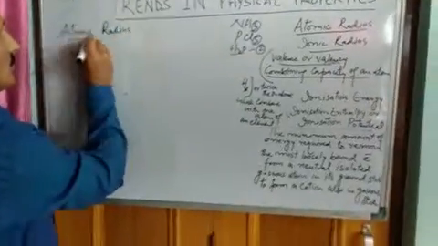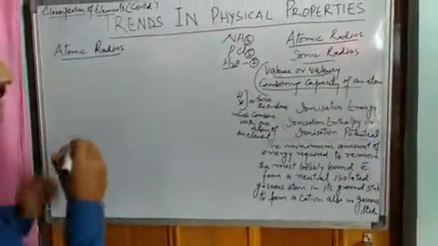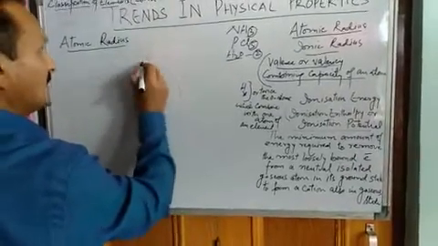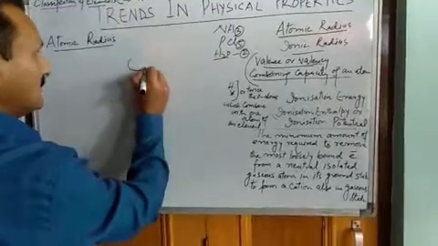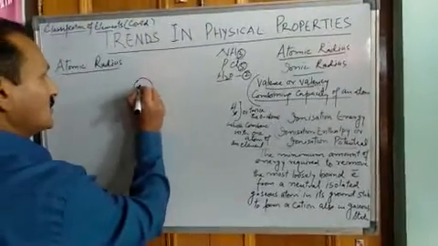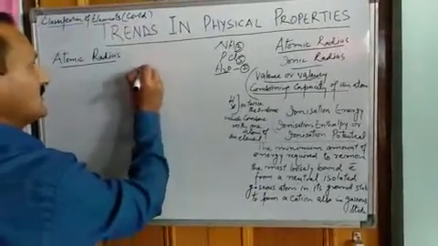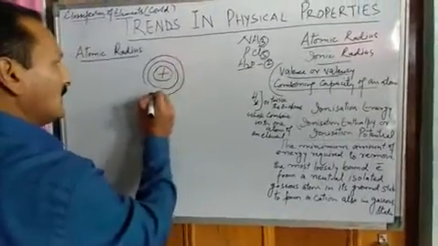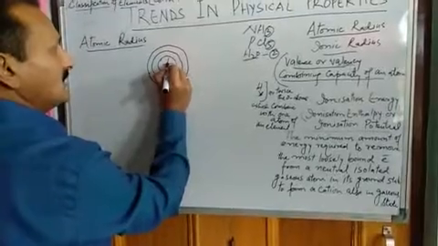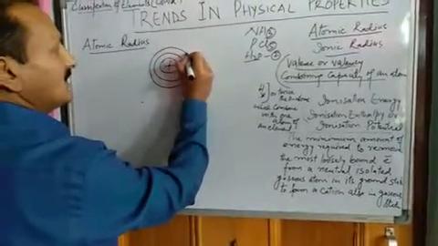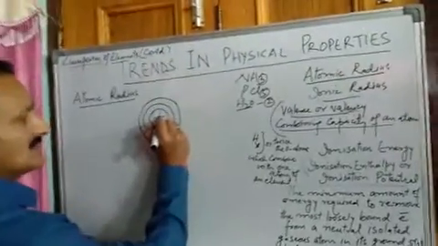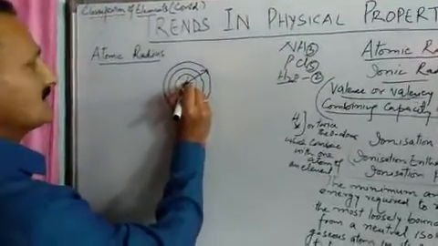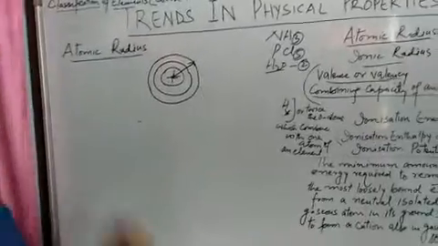First, let us know what atomic radius is. Atomic radius is basically, suppose if this is an atom and this is a nucleus of an atom. This is the nucleus, this is the first shell and this is the second shell and so on. This is the center of the nucleus and this is the valence shell. The distance between the center of nucleus and the valence shell is called atomic radius.